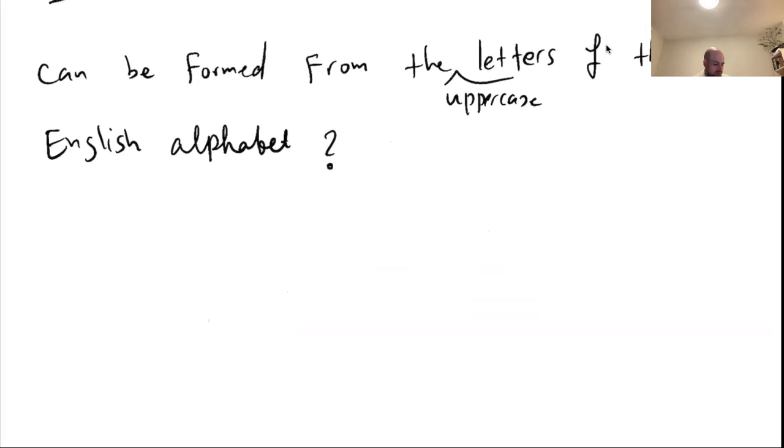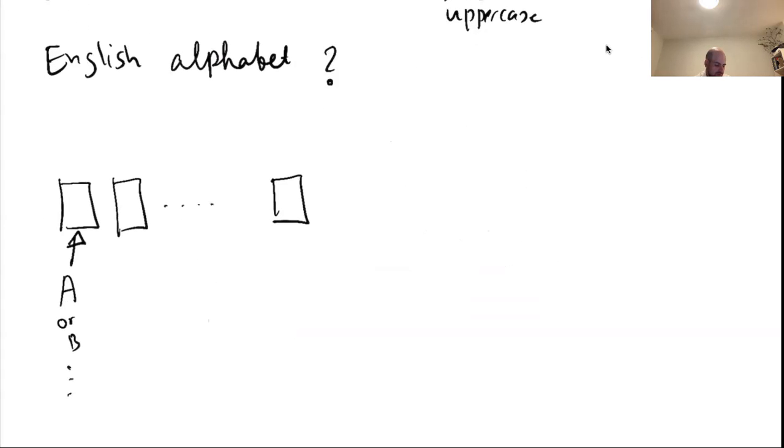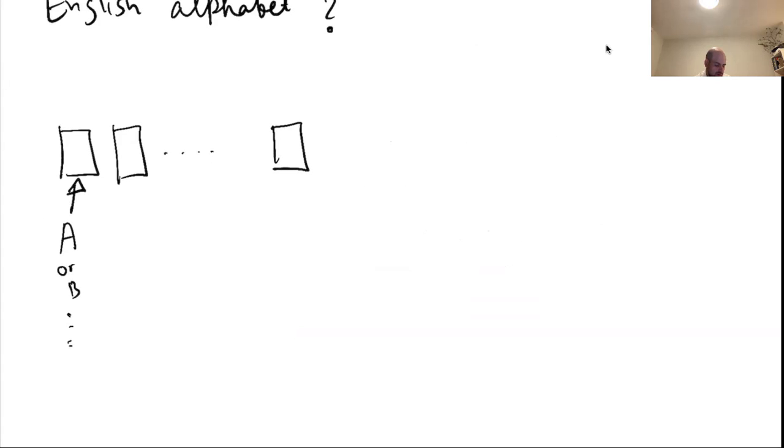Okay, so we want to form a string of length r, so 1 letter, 2 letters, up to r letters. And for the first position, how many choices do we have? So here, because we want to have uppercase letters, we could have capital A or capital B, all the way to capital Z. So we have 26 choices.